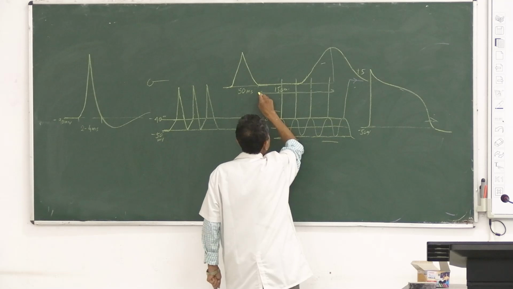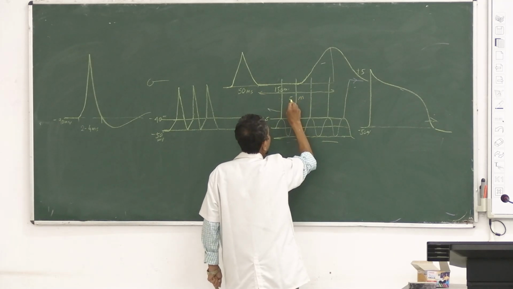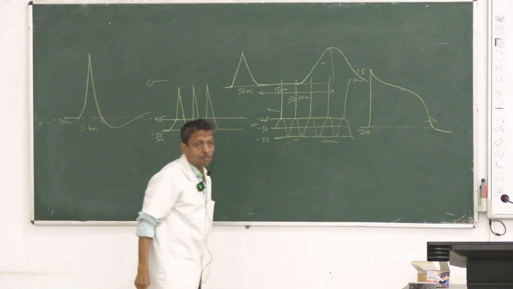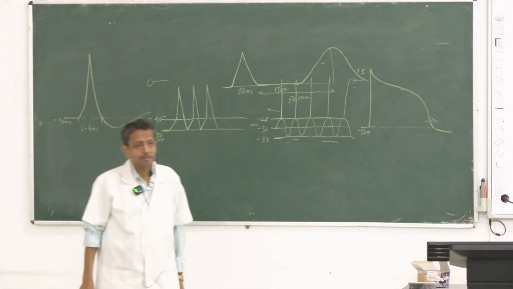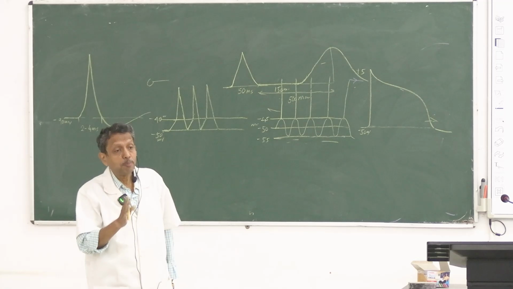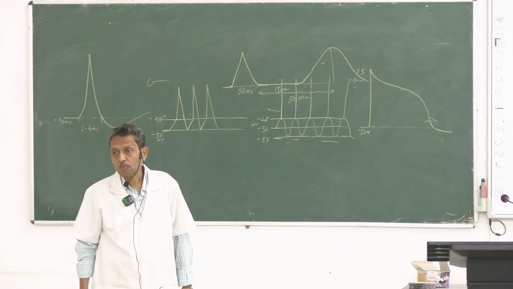500 milliseconds. So it is a slow process because this myosin ATPase activity is slow.